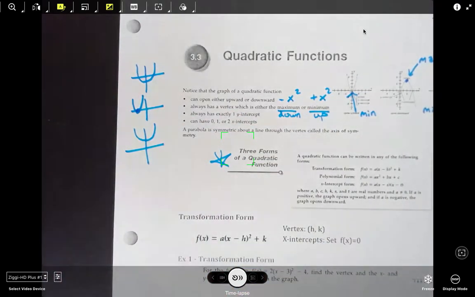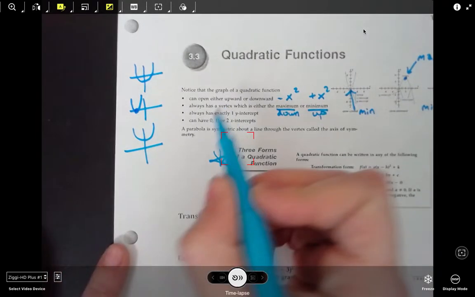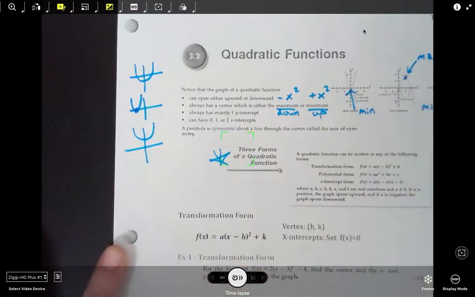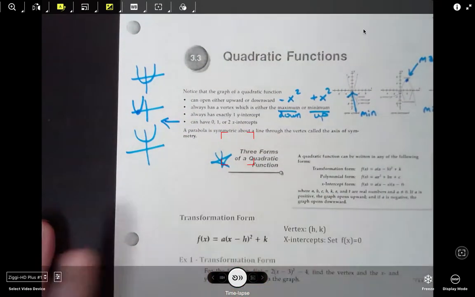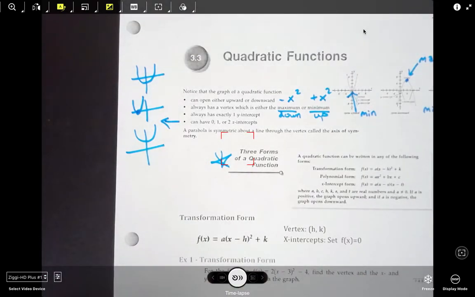What if he would have 2 y-intercepts? He'd be on his side and it wouldn't be a function anymore, right? Because the vertical line test wouldn't pass. If he's on his side, he would actually be x equals y squared instead of y equals x squared. So that's what he would look like, all right? And then it says it can have 0, 1, or 2 x-intercepts. That's what I just talked about over here. But for y-intercepts, he can only have 1.